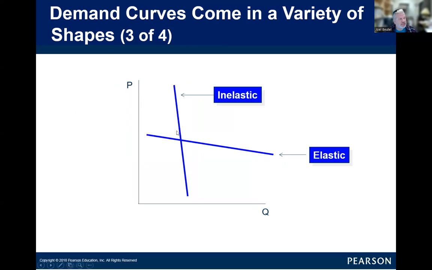Here we have a steep slope. The slope here is going to be less than 1. And that means that we're inelastic, but not perfectly inelastic. And here, the slope is going to be greater than 1. So not perfectly elastic, but just elastic, right? So it's another variety.